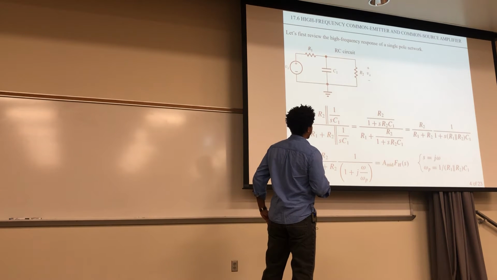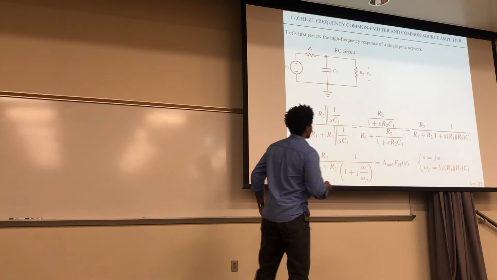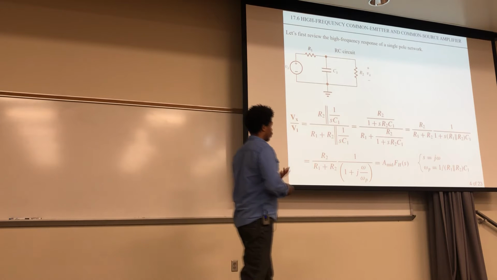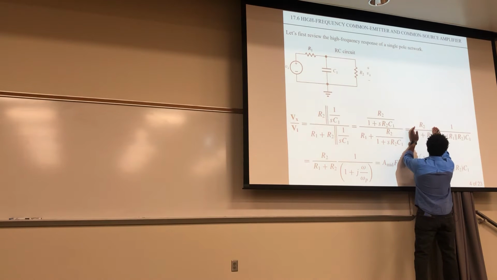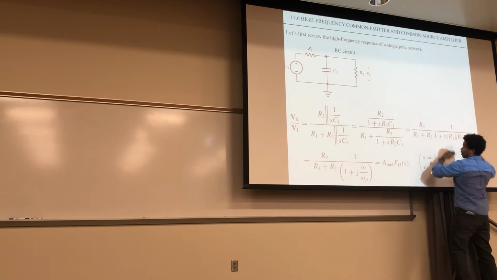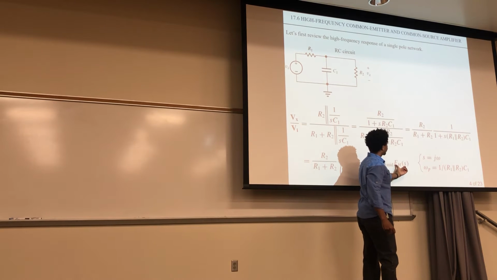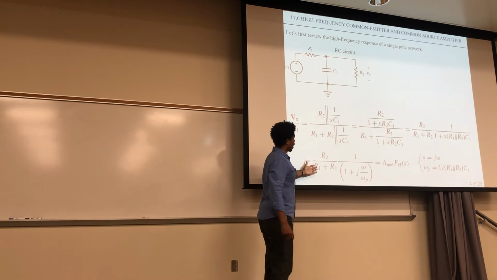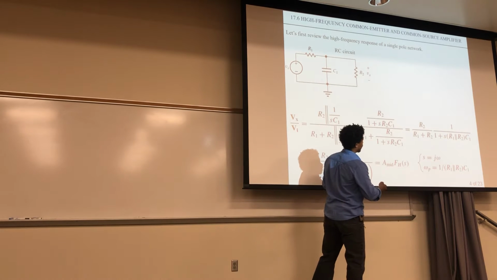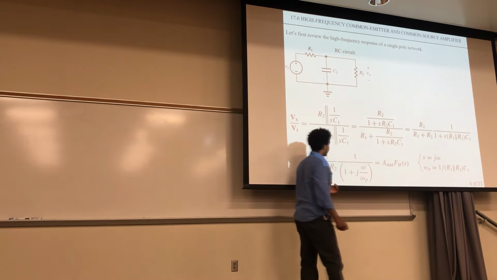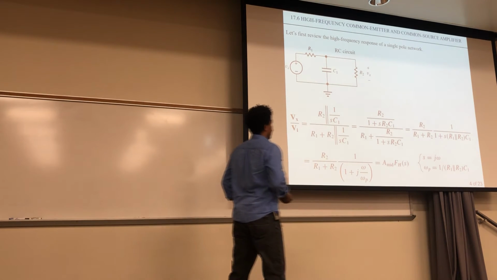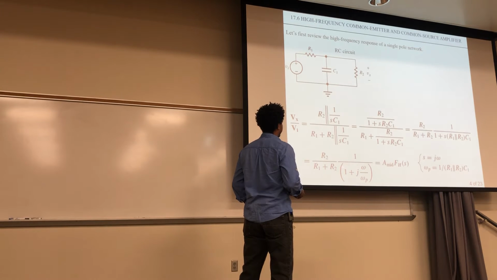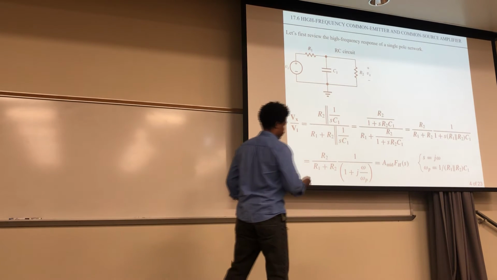If we divide top and bottom by this denominator, we get this expression. The reason we're doing that is because we're trying to identify the terms. We want to identify this part as the A mid, and this part as the high frequency component, which is a function of S. In this case we've taken the S and substituted in j omega, and that's what this is. That's how we identify these parts for the high frequency component.